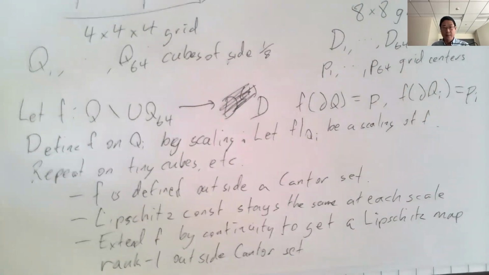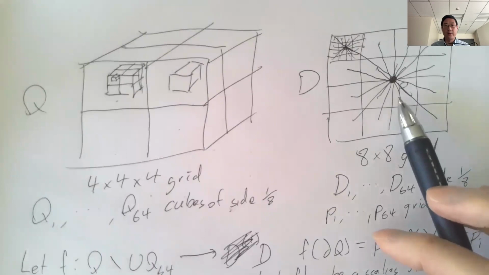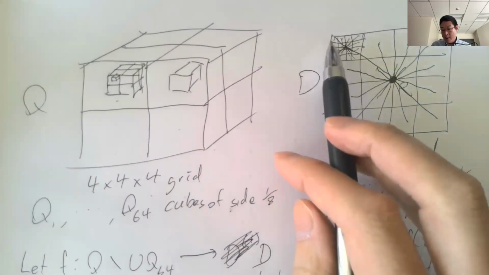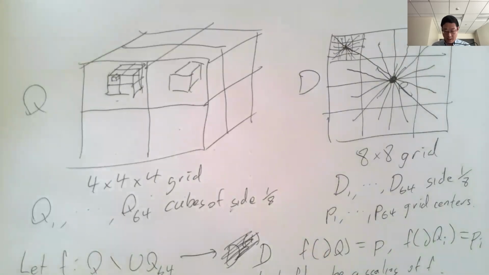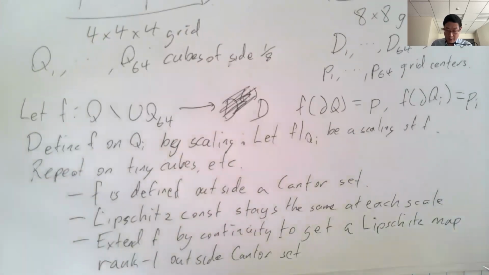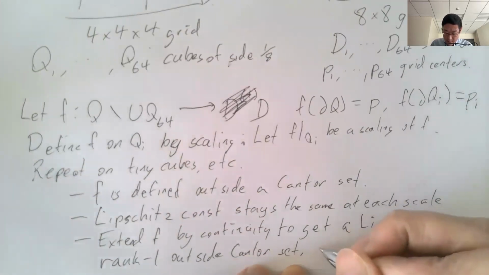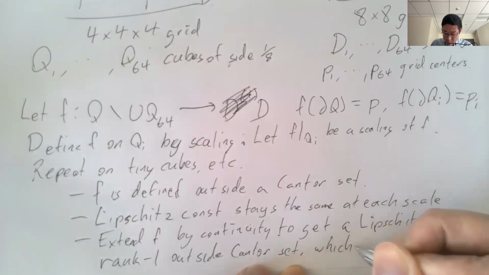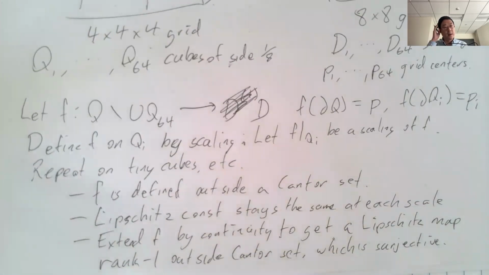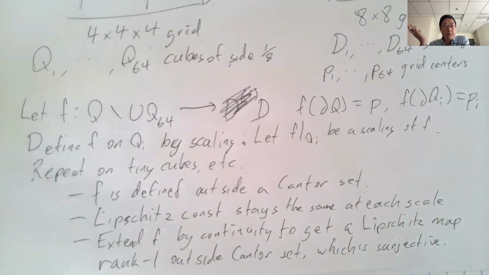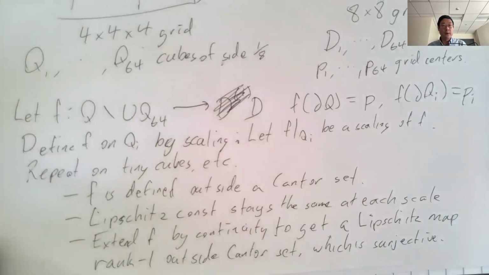And the image of this map, well, as we go down to smaller and smaller grid sizes, the image contains the grid centers of smaller and smaller grids. So the image is dense. And so the map is surjective. And so this is Kaufman's construction. It's a surjective Lipschitz map from the cube to the square, which has derivative which is rank one almost everywhere. But it's surjective. Is this okay so far? Is this construction okay?